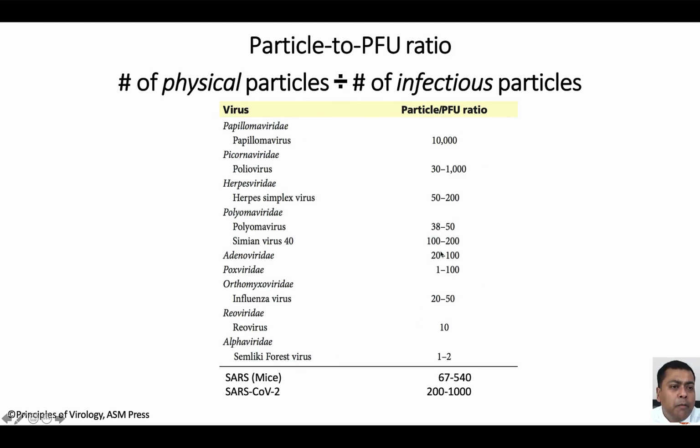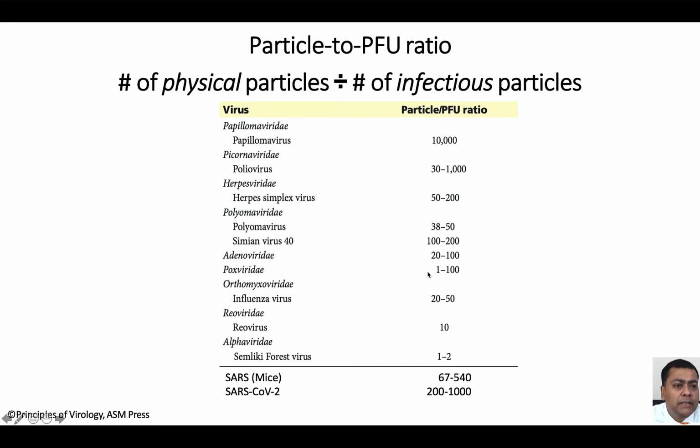It varies, and you can see that poxvirus is between 1 to 100. Whereas, just remember this one, you don't have to remember all of them, but this alpha virus, Semliki Forest virus, is a classic example of the alpha viruses. The particle to PFU ratio is 1 to 2. What does that mean? Suppose you have produced 100 particles in a cell. If the ratio is 1, 100 out of 100 particles are infectious. If it is 2, then 50 particles out of 100 are infectious. Still, it's remarkable. So you can easily understand why it is important.